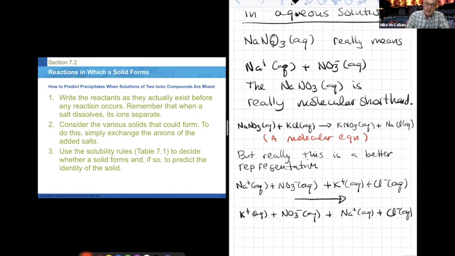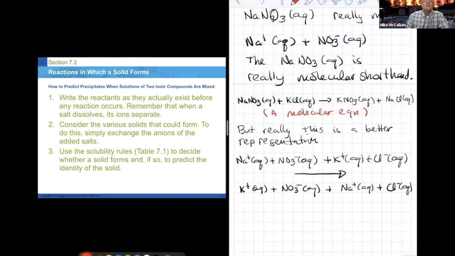So now think about algebra, right? I'm sorry to do this to you, but it's convenient to think about this in an algebraic sense. If I identify the sodium as A and the nitrate as B and the potassium as C and the chloride as D, and we have the reaction arrow, which is the same really as an equality sign in math, then what I have is the potassium, which was C, and the nitrate, which was B, and the sodium, which was A, and the chloride, which was D.